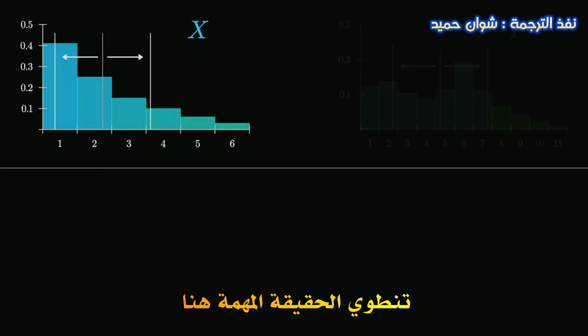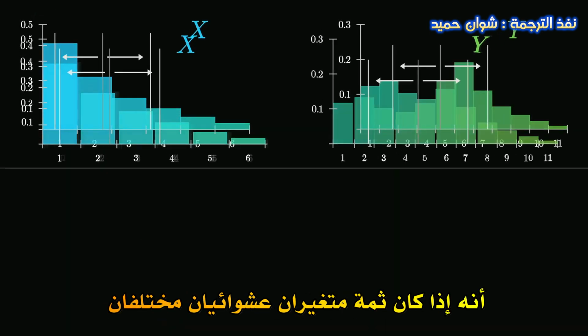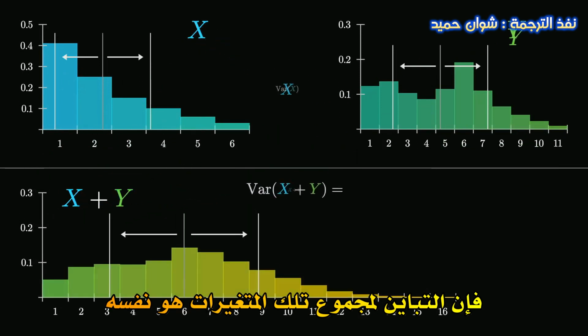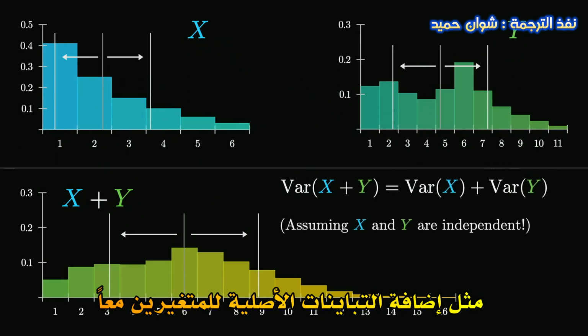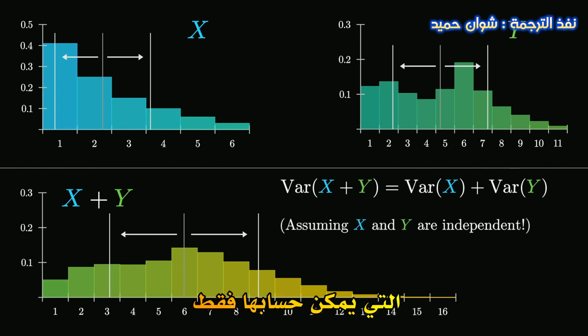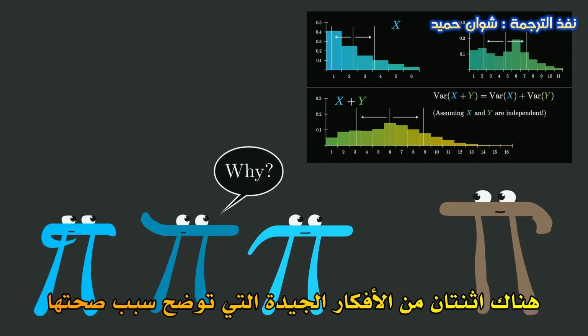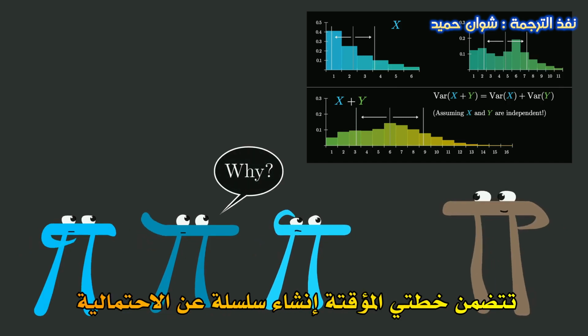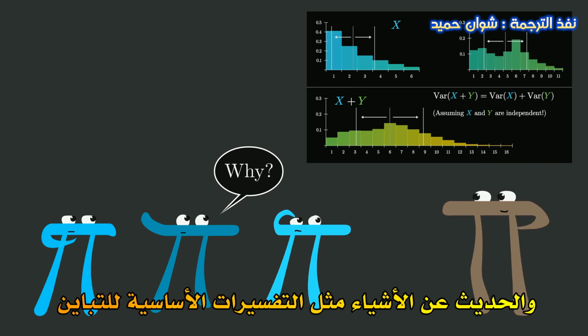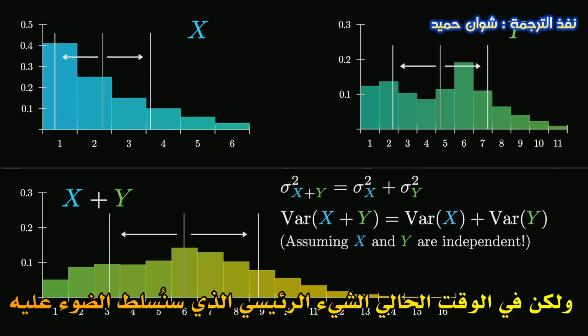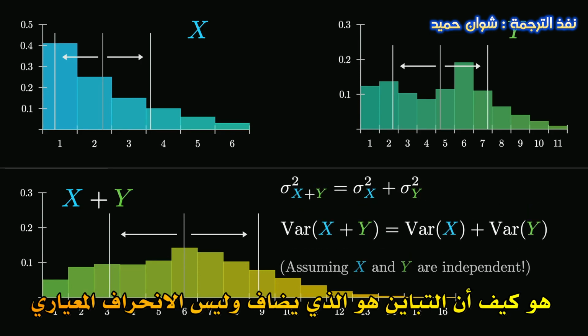The key fact here is that if you have two different random variables, then the variance for the sum of those variables is the same as just adding together the original two variances. This is one of those facts that you can just compute when you unpack all the definitions. There are a couple nice intuitions for why it's true. My tentative plan is to actually make a series about probability and talk about things like intuitions underlying variance and its cousins there. But right now, the main thing I want you to highlight is how it's the variance that adds, it's not the standard deviation that adds.